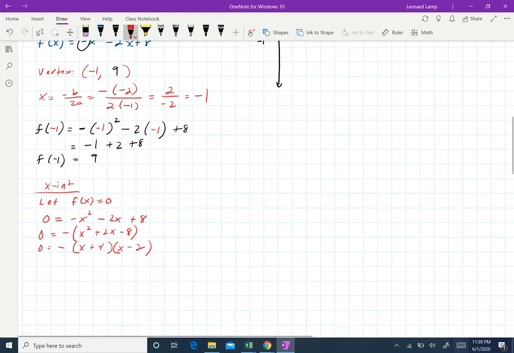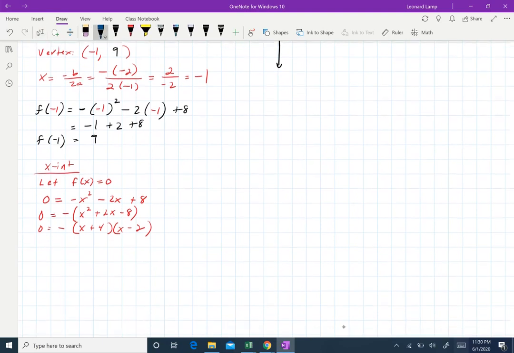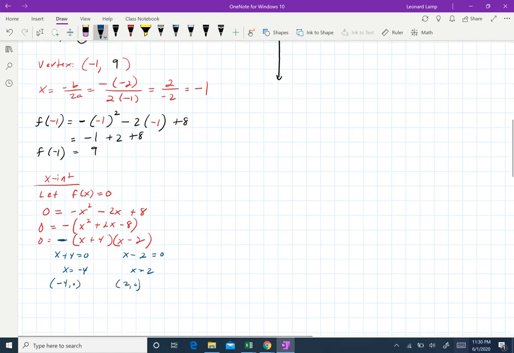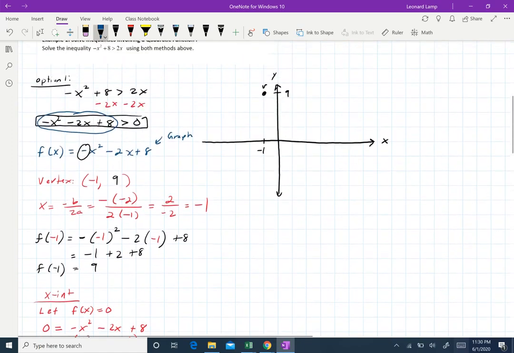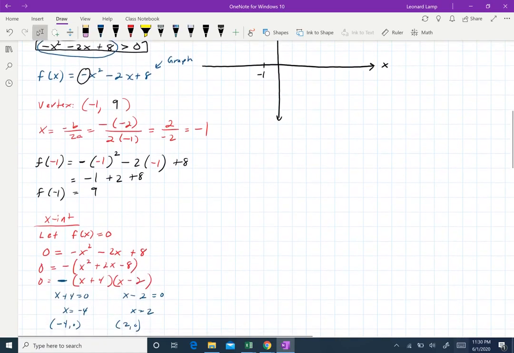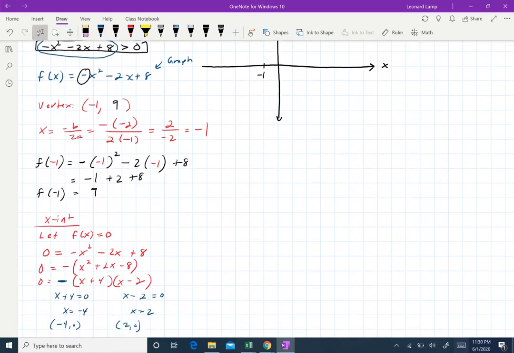And then you would just have to set each one of these equal to 0. So the negative plays no role here. You're basically taking x plus 4, setting that equal to 0, and x minus 2, setting that equal to 0. So your x is equal to -4, your x is equal to 2, meaning you have -4, 0 as an x-intercept and 2, 0 as an x-intercept. Hopefully you have that down.